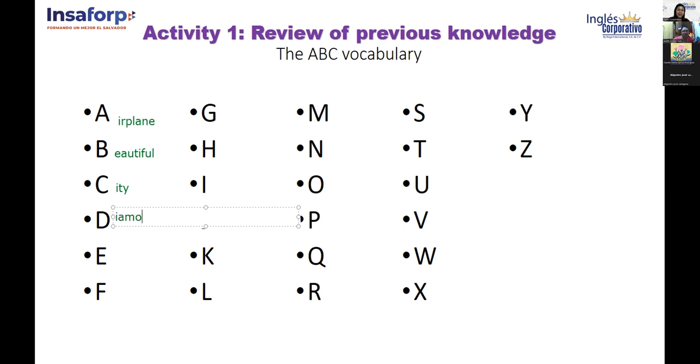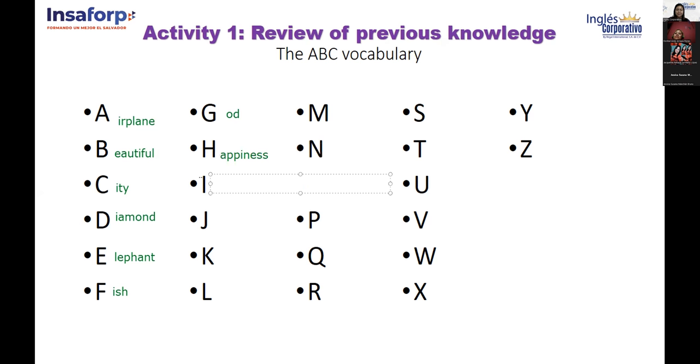Diamond. Okay, diamond. Letter E. Elephant. Okay. Letter F. Fish. Okay. Letter G. Gab. Okay. H. Happiness. Oh, I like that one. Letter I. Ice. Ice, yes. Or ice cream. J. Joker. Okay. K. Kiss. Oh, kiss. Okay. L. Lion. Roar.